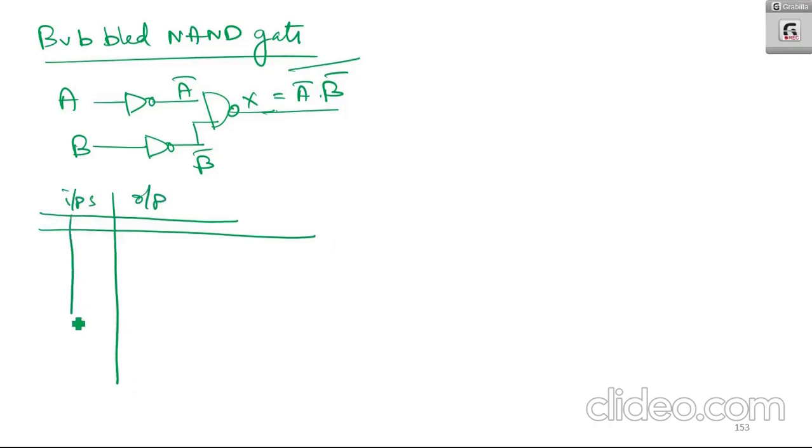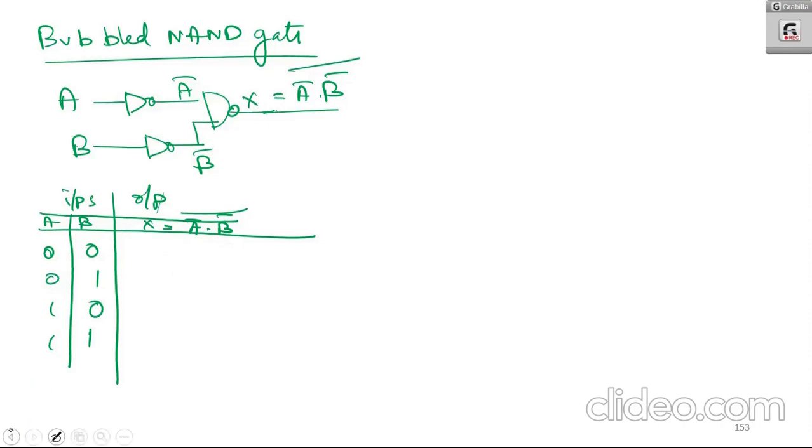Okay. So what are the inputs? A, B. So now we will write A bar and B bar separately. Then or we can write output directly. So we will get 0 0, 0 1, 1 0 and 1 1. So what is output basically? Output is basically A bar dot B bar the whole bar.